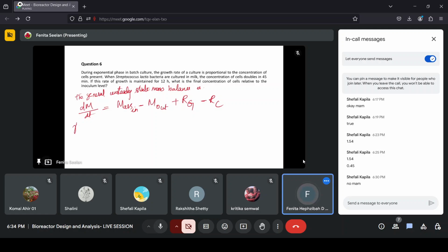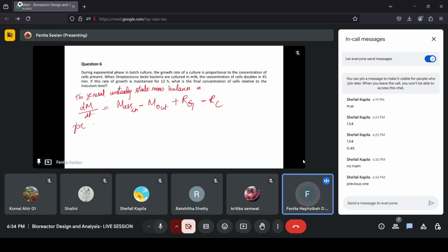But if you have gone through the lectures, you will know how to do the mass balance. Shifali has said no, ma'am. What happened, Shifali? For what question did you say no, ma'am? Am I audible? Previous one. Okay, okay.